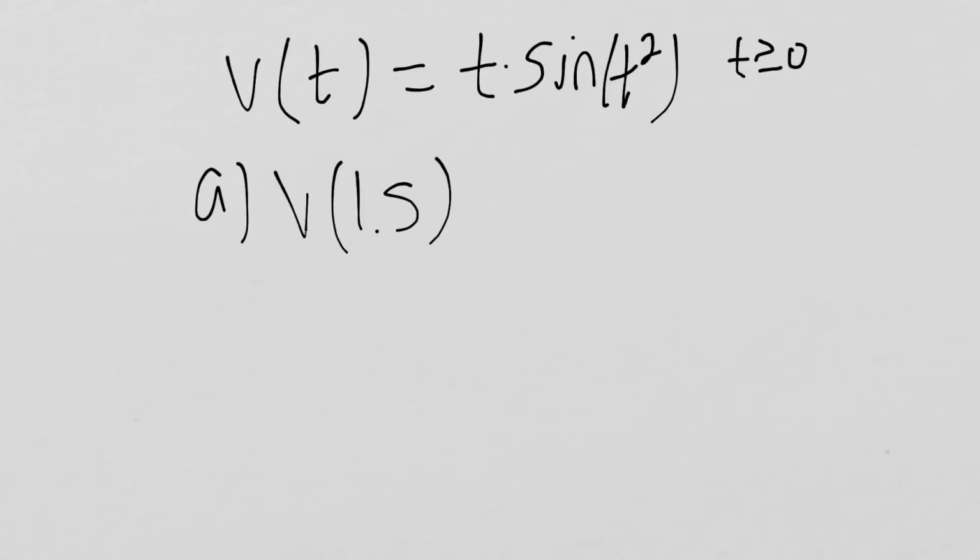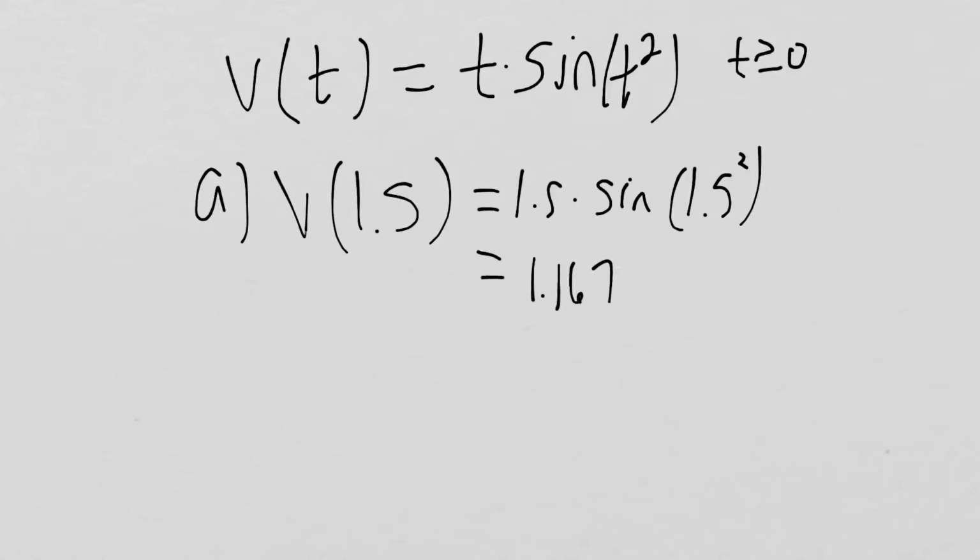We're given a velocity, so this is going to be 1.5 times sine of 1.5 squared, and we'll just type that into a calculator, and that equals 1.167, which is positive. So we're moving up, so particle moving up.